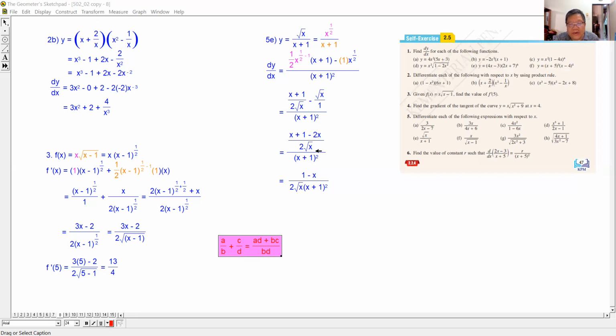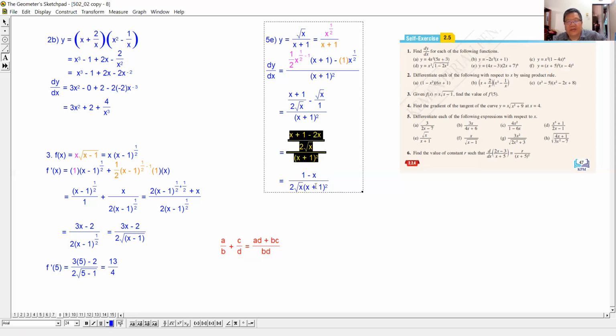Now, do you know how to simplify this one? Over 2 square root x over x plus 1 squared. Now this one is at the denominator, this one also at the denominator. So both will appear at the denominator, only x minus 1 is at the numerator. Now from this step to this step here, can you understand or not?